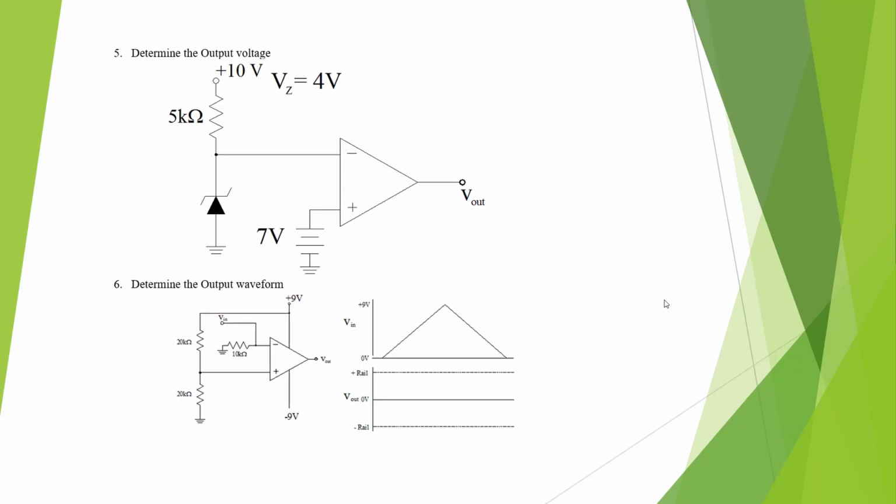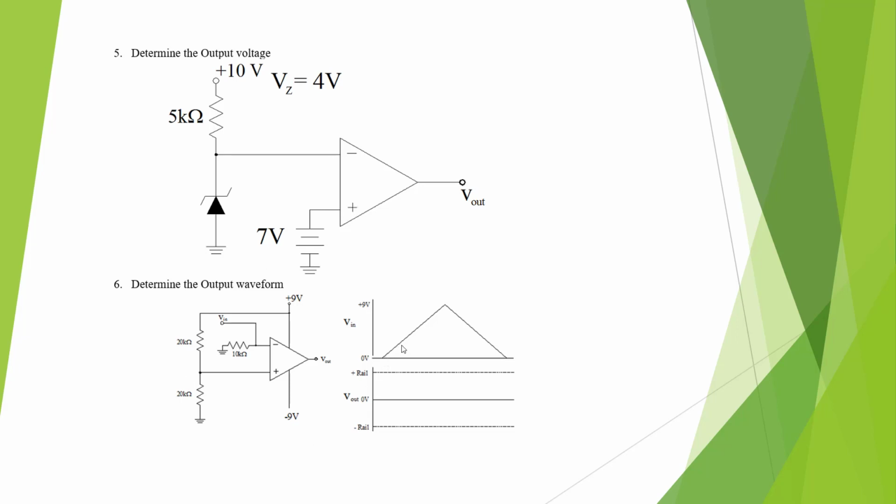Here are problems 5 and 6. Here we have a voltage divider, but it's based on a Zener diode. As you remember, if a Zener diode is forward biased, it acts like a diode, and it's like 0.6, 0.7 volts. If it's reverse biased, which this one is, it's going to be a Zener voltage, which is 4 volts. So we have 4 volts tied to ground, so this one's going to be set at 4. This one's going to be set at 7. So 7 is greater than 4, so we're going to go to the positive rail.